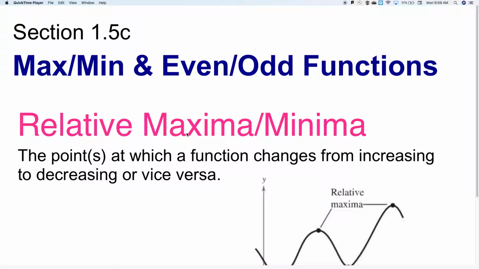5C is basically our third day. If you flip through section 1.5 in the textbook, there's just a ton of information about functions and how to analyze them. So we're finally to the part where we're going to talk about maximum and minimum values, and we're also going to look at the even odd functions again, where you guys took notes over the weekend.